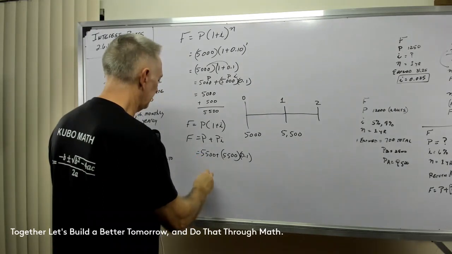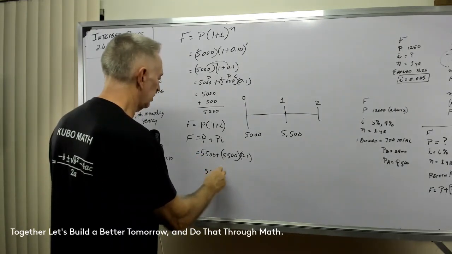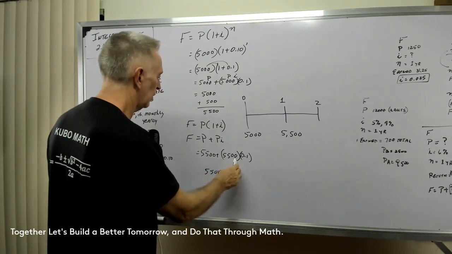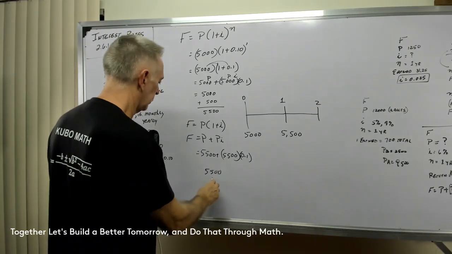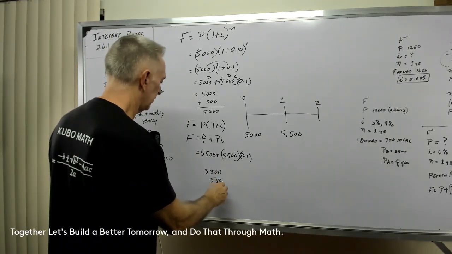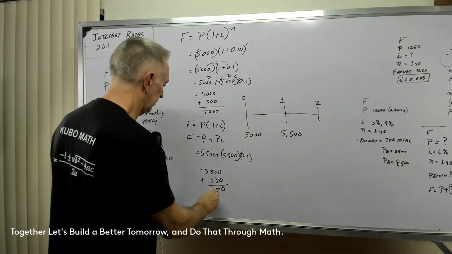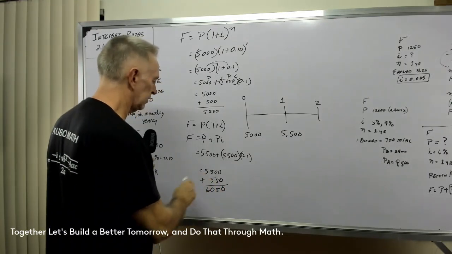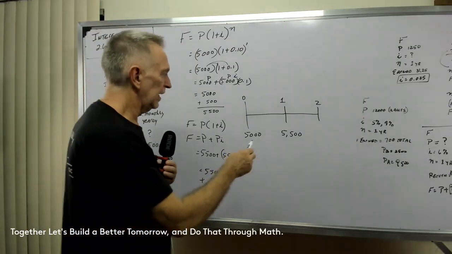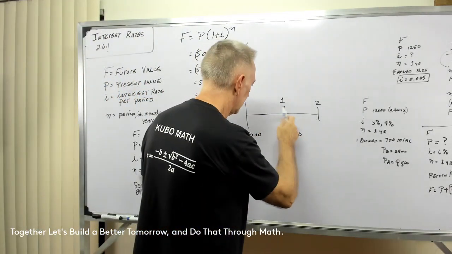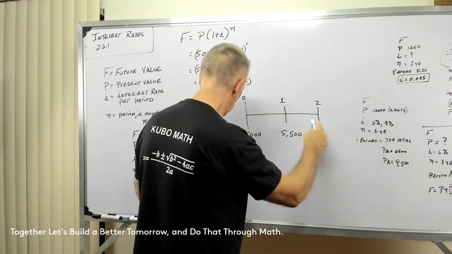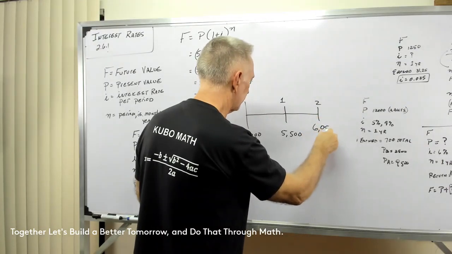So what does that give me? 5,500 plus 0.1 times 5,500, which is 550. So if I add that together, 6,050. So after 2 years, I now have 6,050.